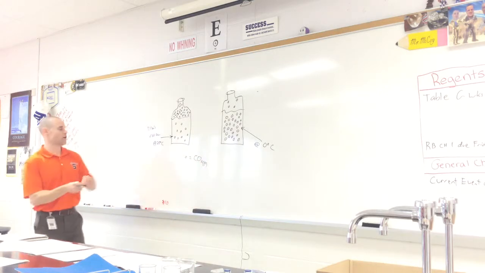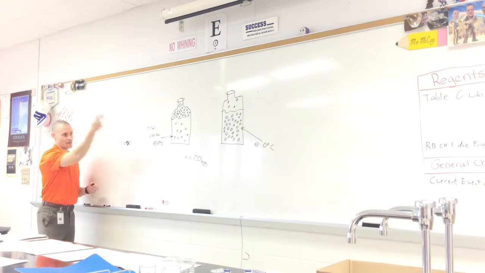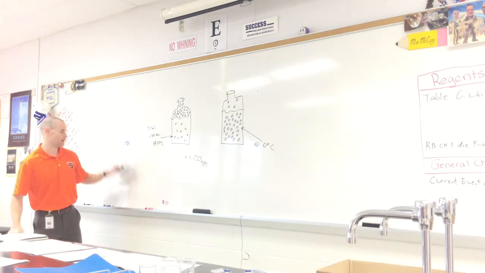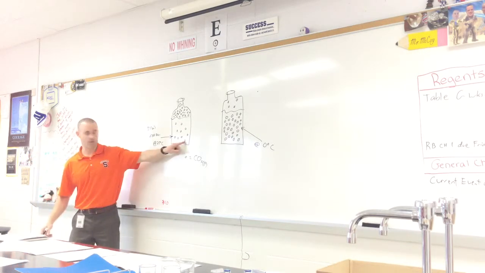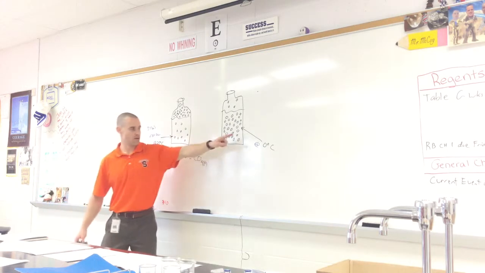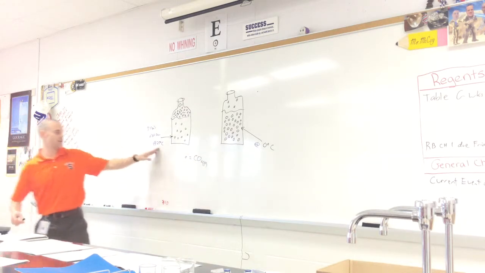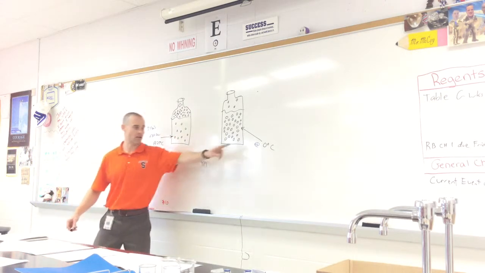I could actually draw something that looks like this. Here's a C, here's the CO2, but that would get kind of tedious. I don't have time for that. So let's say that one little thing here represents CO2. So label that so you know what you're looking at. So what am I trying to show you? What's the heat doing to the CO2 that's not doing here?